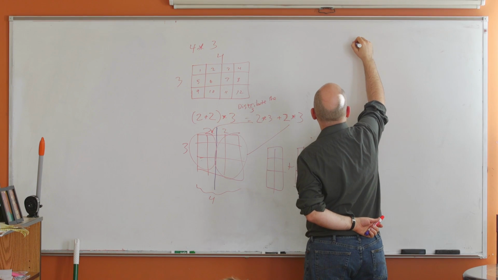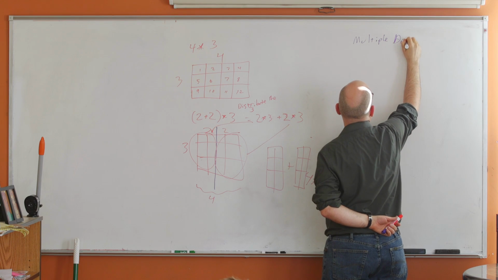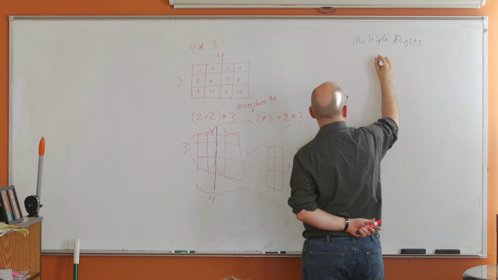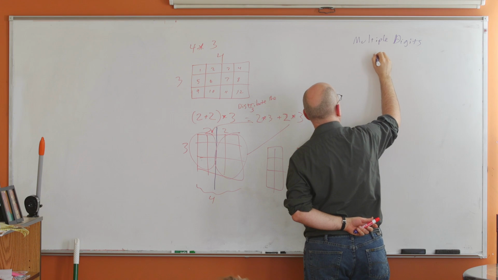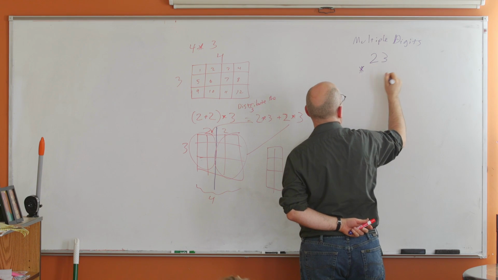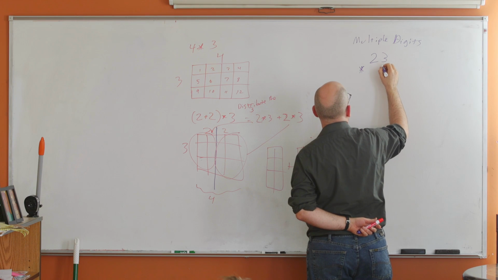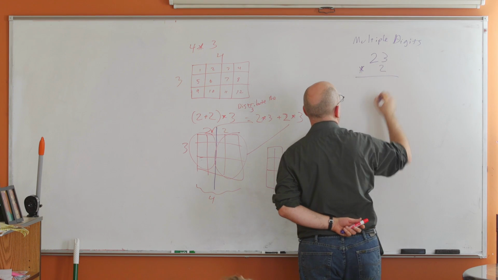Now on to multiple digits. Let's start fairly small. 23 times 2. All right.